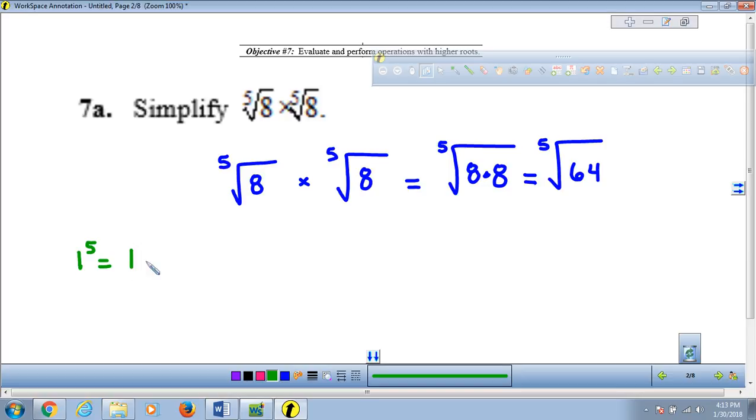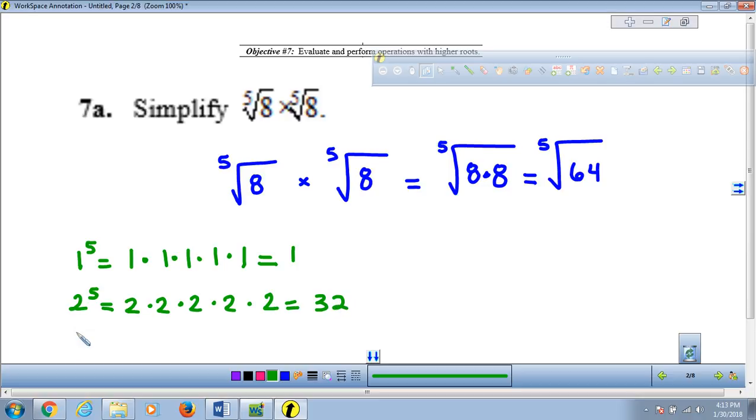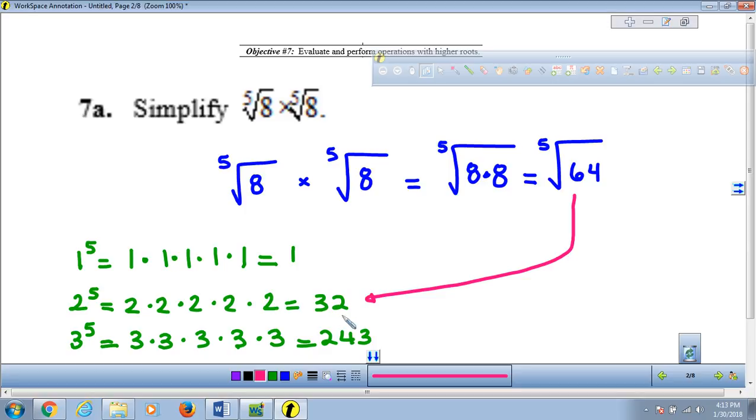For example, 1 to the fifth means 1 multiplied by itself 5 times, which is 1. 2 to the fifth power: 2 times 2 is 4. 4 times another 2 is 8. 8 times another 2 is 16. 16 times another 2 would be 32. Let's see, 3 to the 5th power: 3 times 3 is 9. 9 times 3 is 27. 27 times another 3 is 81. And 81 times 3 is 243. So you can see that 64 is not a perfect fifth root number, but it's between 32 and 243.